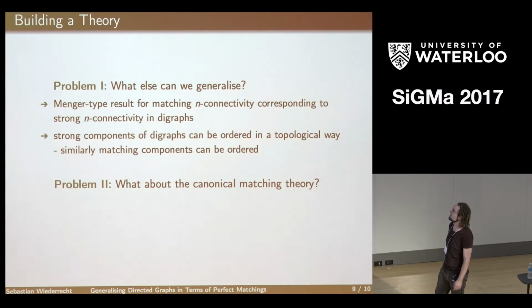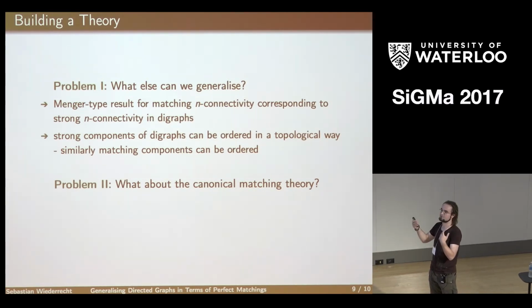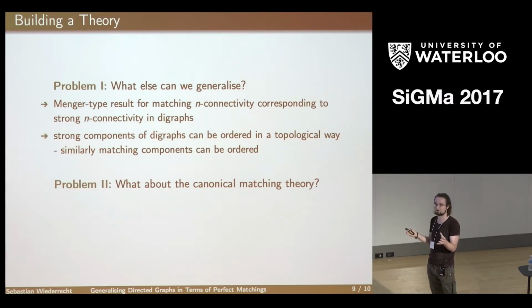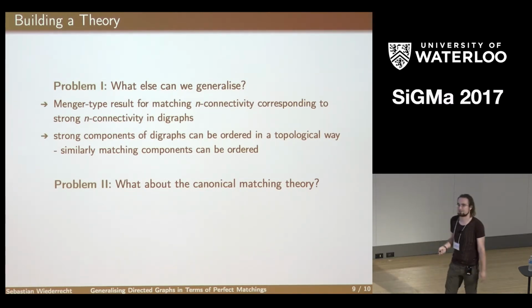So for the first problem, we already have some results. And the first one is we can extend this matching connectivity to higher levels, matching N connectivity. And for weakly extendable paths, there's also a Menger-like result on it. And second of all, if you look at directed graphs and look at their strongly connected components, you will have a topological order on them. You will have a first one, you will have a last one, and things in between. And something like this can be done in the matching case as well, even on non-bipartite graphs. But it looks messy. Everything gets more technical.